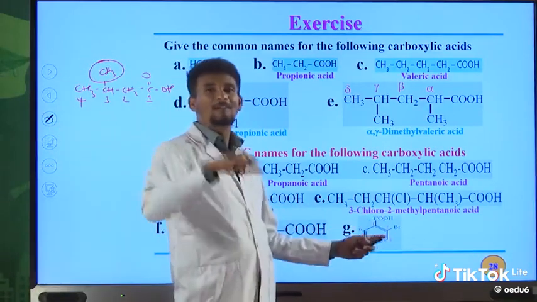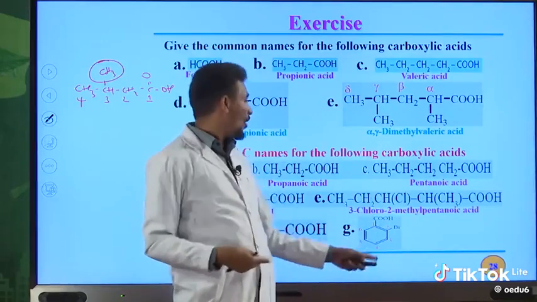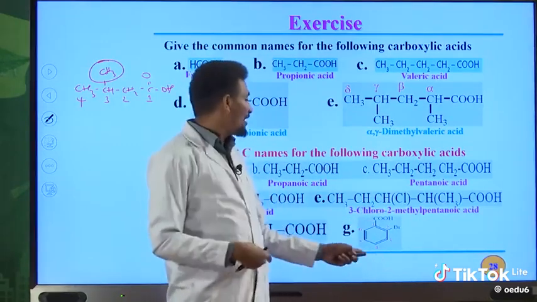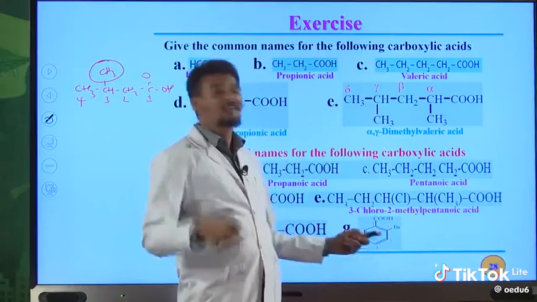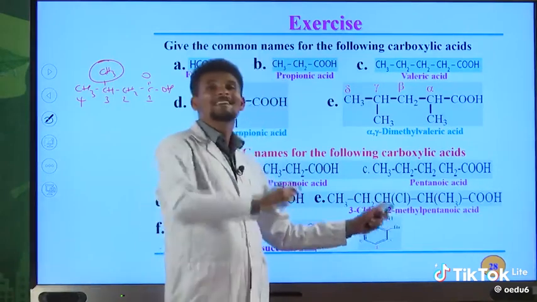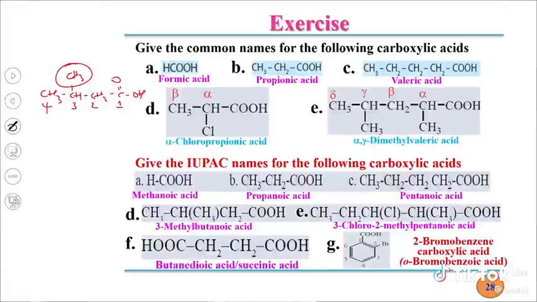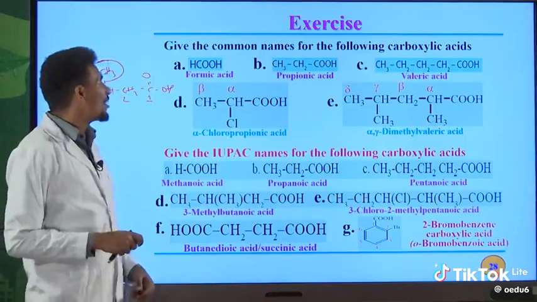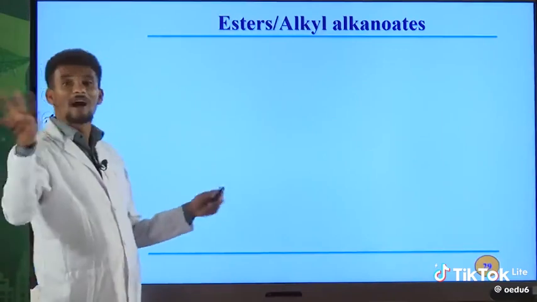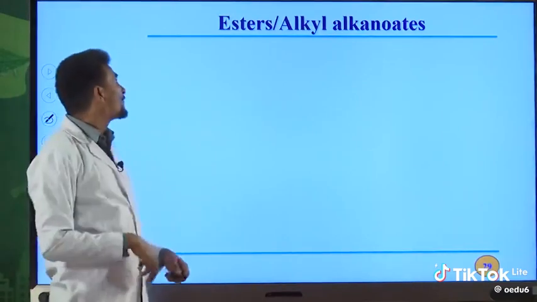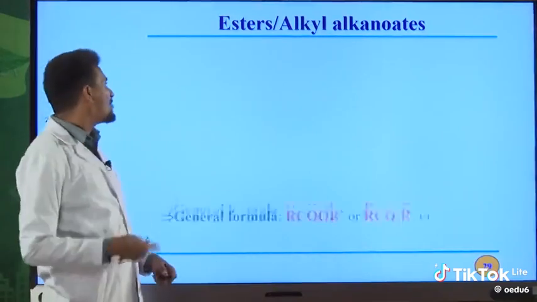If you have substituents on the benzene ring of this type of organic compound, the IUPAC name must be written as 2-bromo benzene carboxylic acid. What is the common name for this carboxylic acid? On the ortho position we have bromine. Ortho-bromo benzoic acid is the common name for this organic compound. So you can also write the IUPAC names for other carboxylic acids in a similar way.